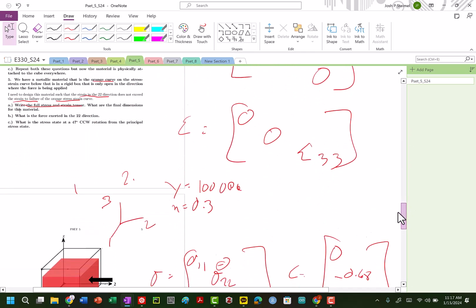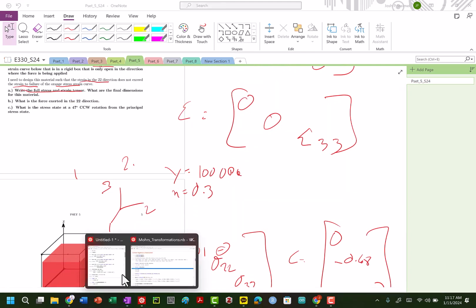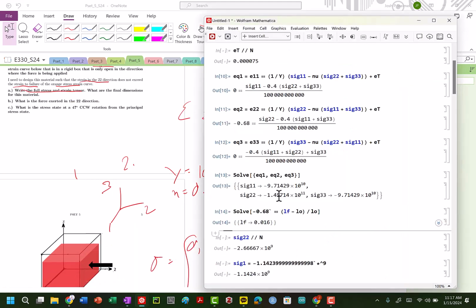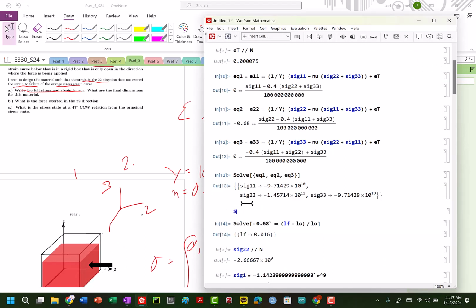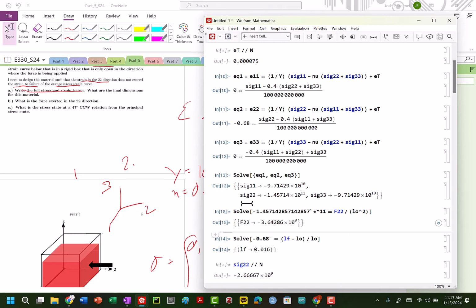What is the force exerted in the 2-2 direction? So we know that the stress in the 2-2 is this. If I want force, I'm just going to solve that my stress equals this, which is equal to force in 2-2 divided by L naught squared, because it's a cube. Be careful if there's a rectangular dimension, but there we go. We got it. So that would be your force.